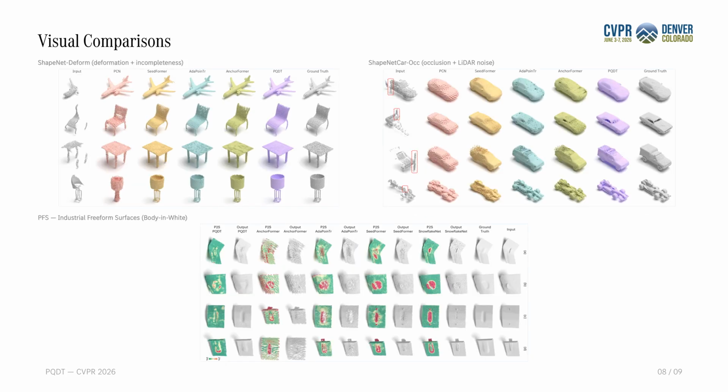The visual comparisons confirm our quantitative findings. On ShapeNet-Deform, you can see that competing methods produce noisy or incomplete surfaces, while PQDT recovers clean, consistent geometry. On ShapeNet-Car-OCC, despite severe occlusion and noise, our method reconstructs plausible car shapes. And on the industrial PFS dataset at the bottom, PQDT accurately restores local surface geometry. The other methods either hallucinate structure or fail to remove deformation artifacts.